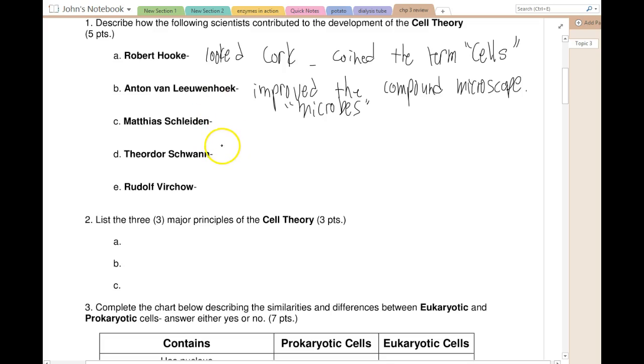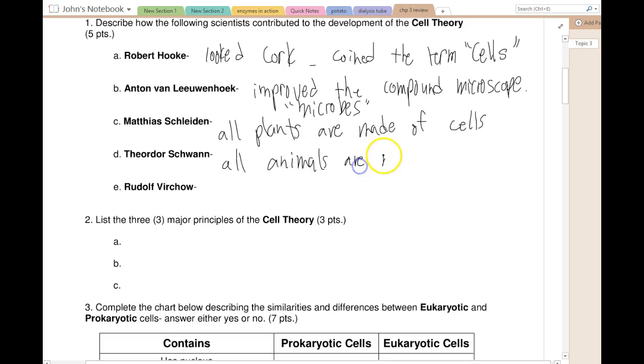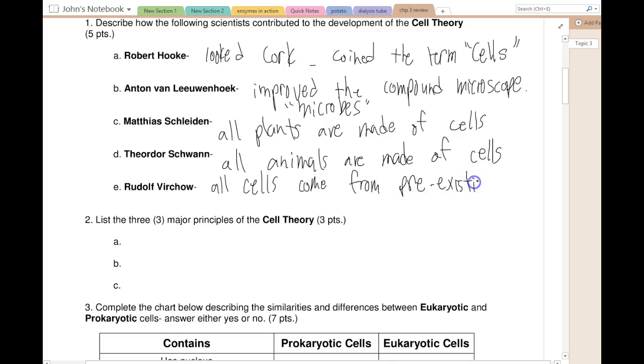Matthias Schleiden was the German scientist who came up with the discovery that all plants were made up of cells. And Theodor Schwann was the German scientist that said all animals were made up of cells. Rudolf Virchow was the Russian physician that talked about how all cells come from pre-existing cells, which happens to be, right? All cells come from pre-existing cells, or all cells come from other cells.